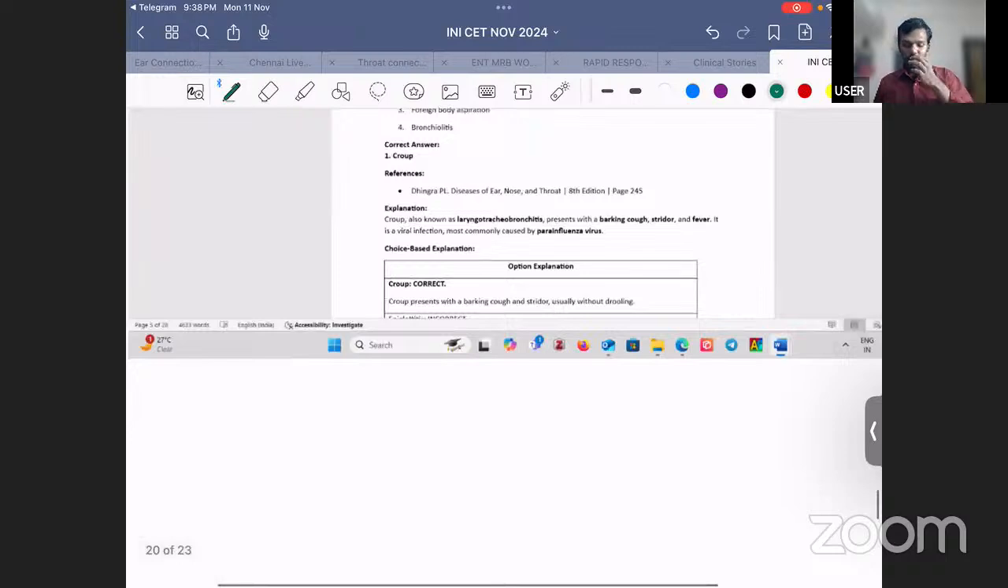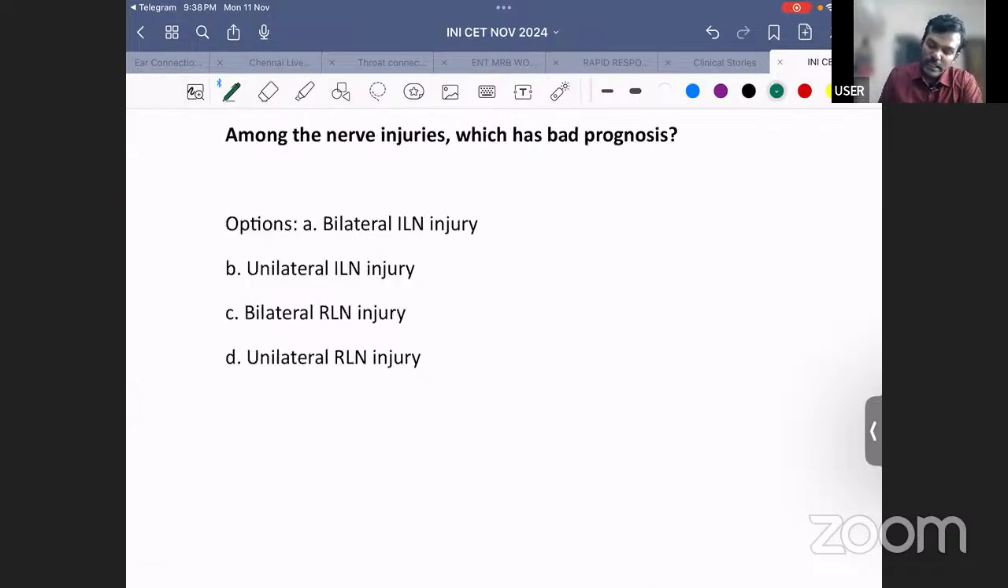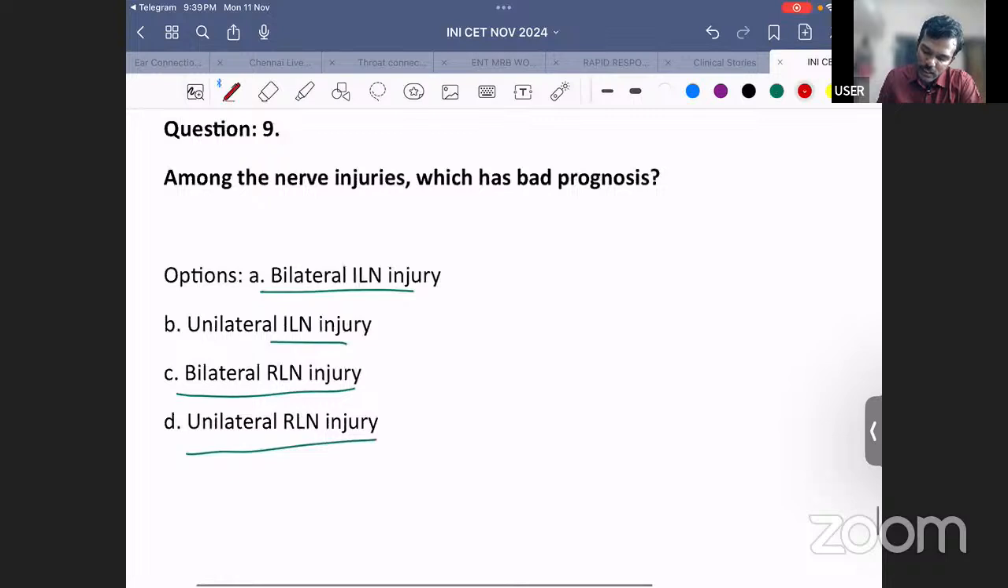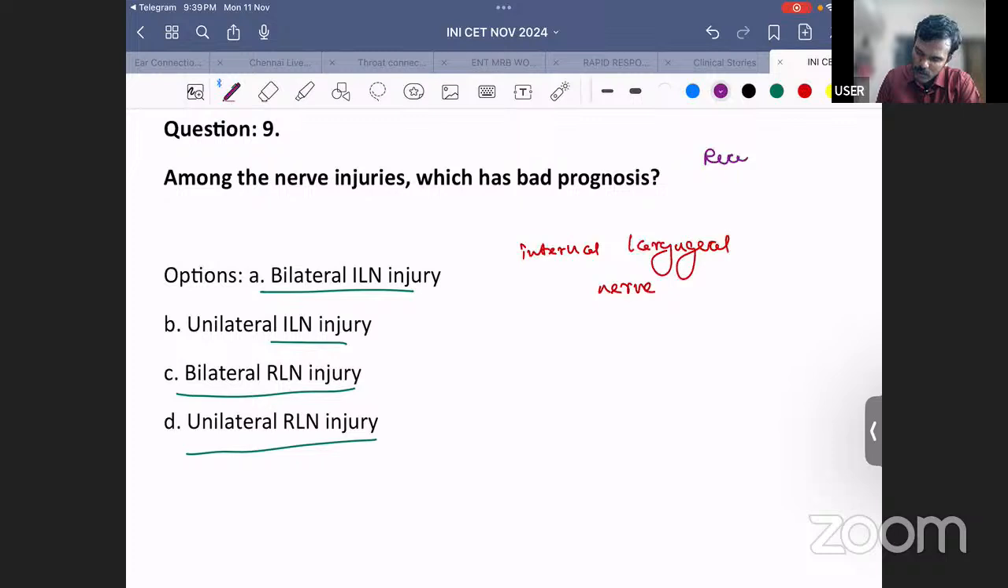Okay. Among the nerve injuries, which has bad prognosis: bilateral internal laryngeal nerve injury, unilateral internal laryngeal nerve injury, bilateral recurrent laryngeal nerve injury, unilateral recurrent laryngeal nerve injury. Okay. So what is the internal laryngeal nerve? This internal laryngeal nerve is for sensation above the level of the vocal cords.